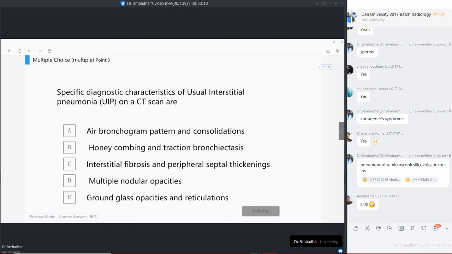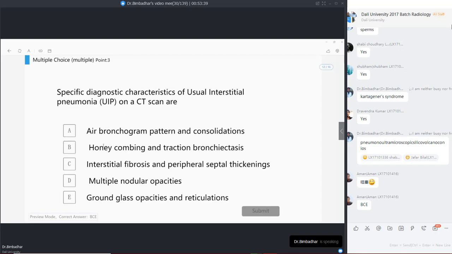The next question. This one is also a very, very classical feature. People cannot go wrong with this one. Signs specific to diagnostic characteristics of usual interstitial pneumonia, UIP. Most of the people actually got this answer wrong. You have chosen only two options here, but you are ignoring one bigger thing.